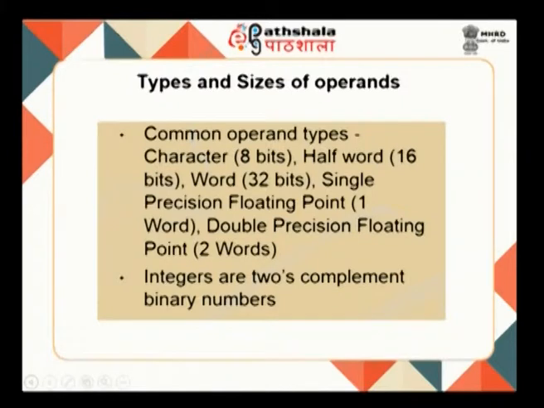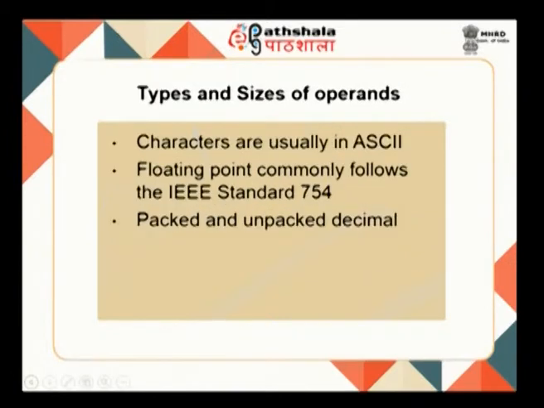The next one is types and sizes of operands. So, the common operand types are character, which is 8 bits, half word, which is 16 bits, word, 32 bits, single precision floating point, which is one word of 32 bits, and double precision floating point, which is a 64-bit operand. And integers are normally 2's complement binary numbers. Characters are usually represented using the ASCII code, and floating point commonly follows the IEEE standard 754, and you can also look at packed and unpacked decimal numbers.